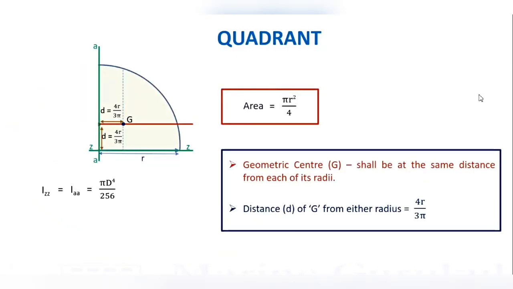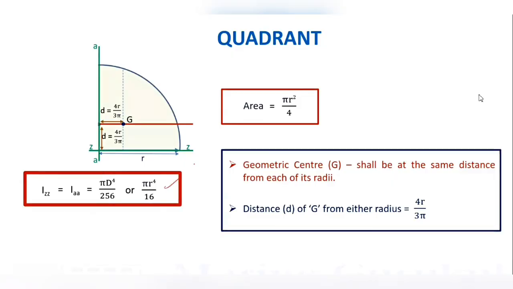I'll take you through this and then I'll ask you if there's any doubt on it. Now, is pi d4 upon 256 or pi r4 upon 16? You know how it has come. You don't have to mug it up. Yes or no, beta? Understood? This is 1/4 of what was for the full circle. Why? Because the axis is the same. We have retained the same axis. But we will also have to learn about an axis passing through G.